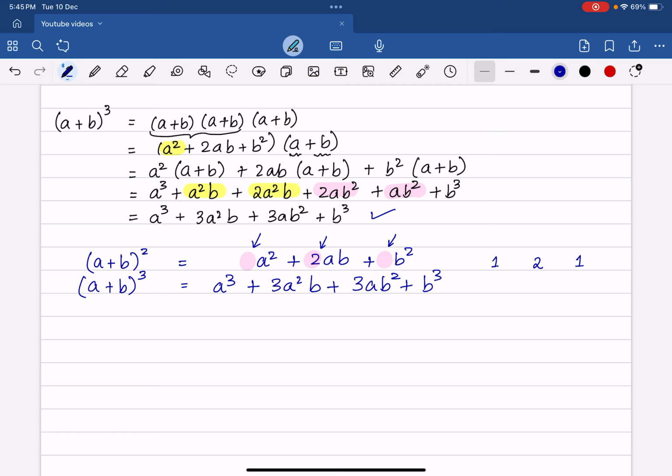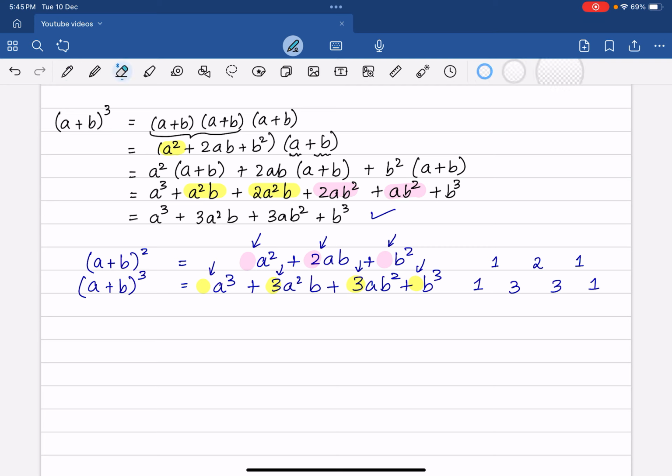Right? Again, we are going to look at the coefficients. What are the coefficients looking as? The first one, nothing, means 1. Second one is 3, next one is again 3, and the last one is 1.